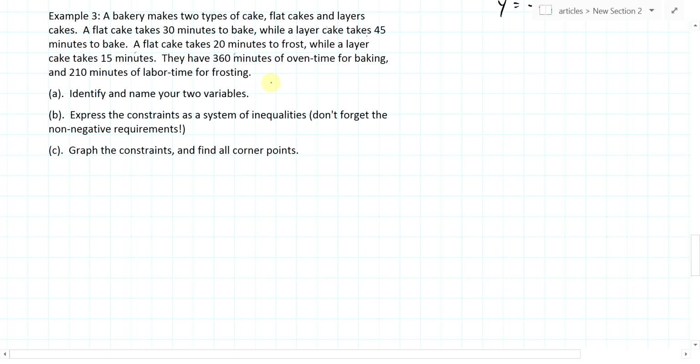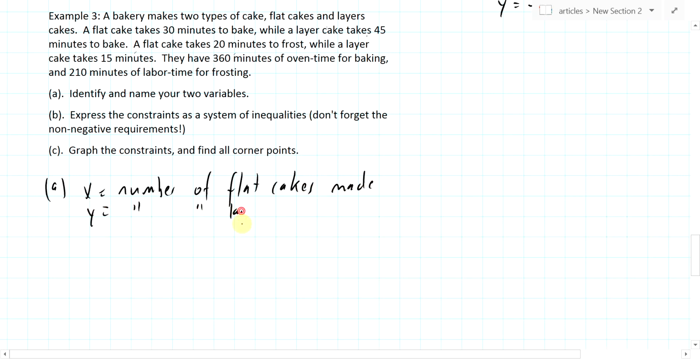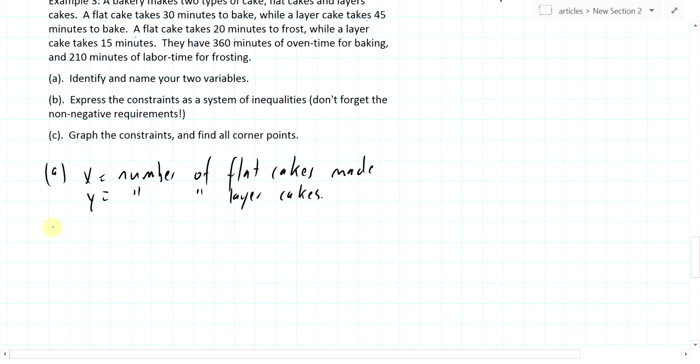So what are the 2 variables involved here? Well, they need to make cakes. So we'll say x is the number of flat cakes that we're making, and y equals the number of layer cakes that we're making. Okay, good enough.